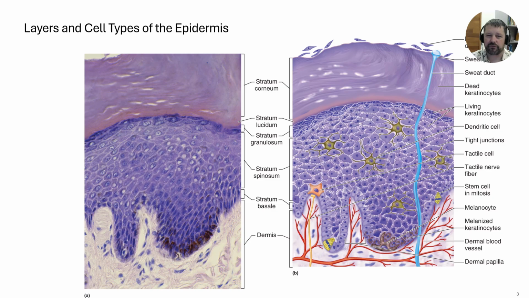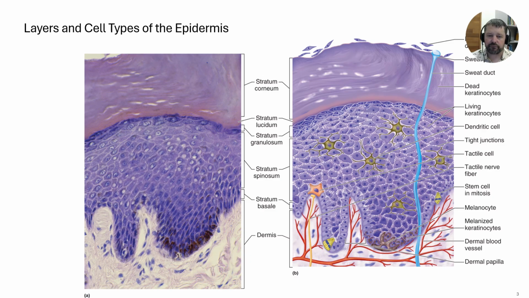So they're in kind of this stage of about death. Okay, so they're starting to deteriorate and just fill the body of the cell with keratin. And then prior to that, the spinosum, these cells are maturing. Okay, so they're becoming mature. They're starting to produce the granules that are needed for the granulosum.